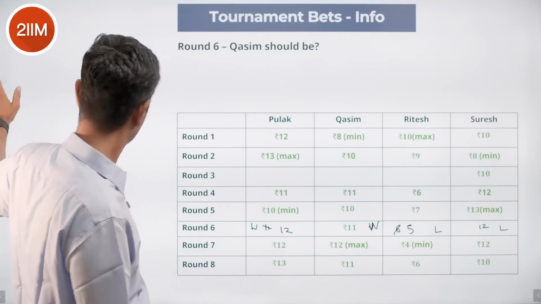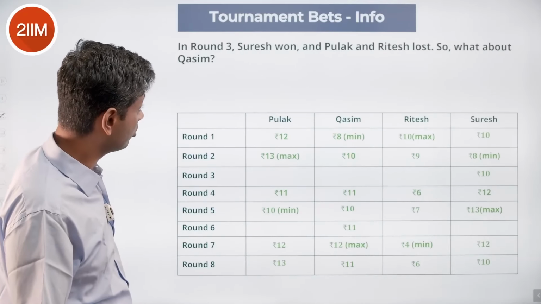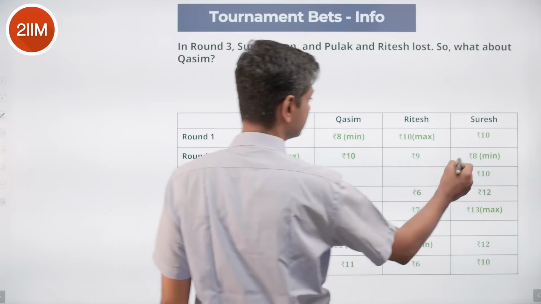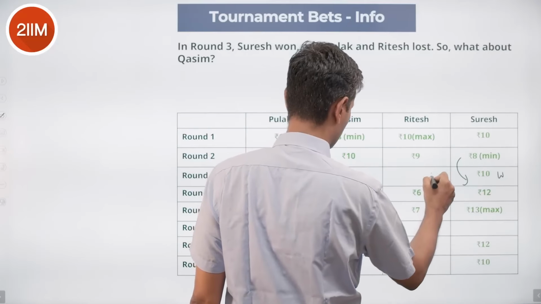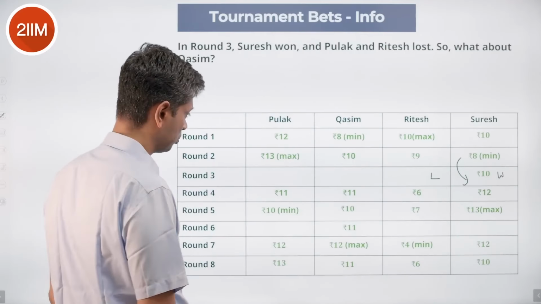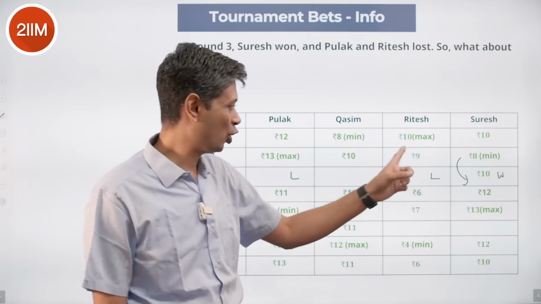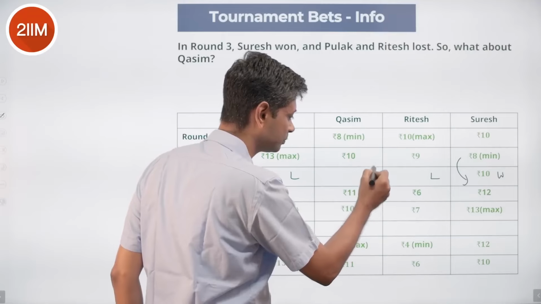Brilliant. Let's go here. Suresh won and Pulak and Ritesh lost. Suresh won. You're saying here this is the win. Ritesh lost, that's for sure. Pulak, this is the maximum, so this is a loss here. So there's a win, loss, loss. 2 losses. This should have been a win.